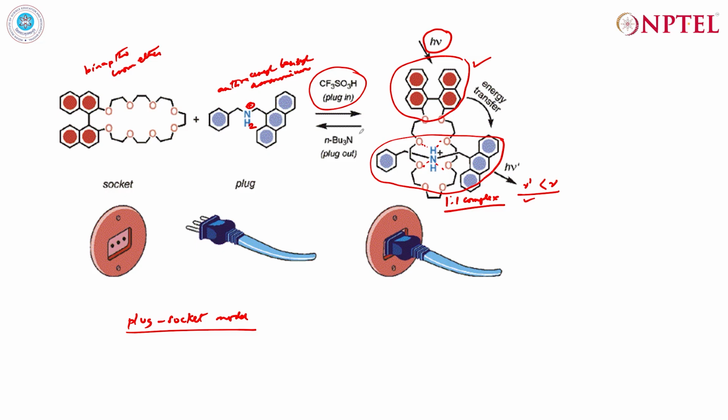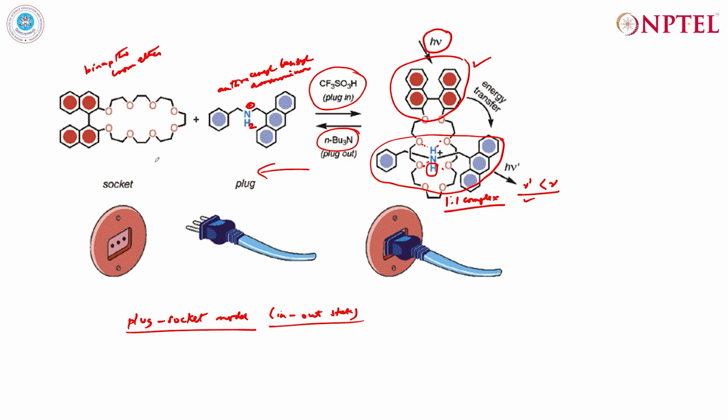And now when you add a base, tributylamine, then this proton will be scavenged, and de-threading will take place, and then it will again come back to the initial state. That means there will be no further connection between the plug and the socket. So this in and out state is very, very interesting, and this tells you that we can monitor the movement of the machinery, that means the anthracenyl moiety into the socket via the acid-base mechanism.